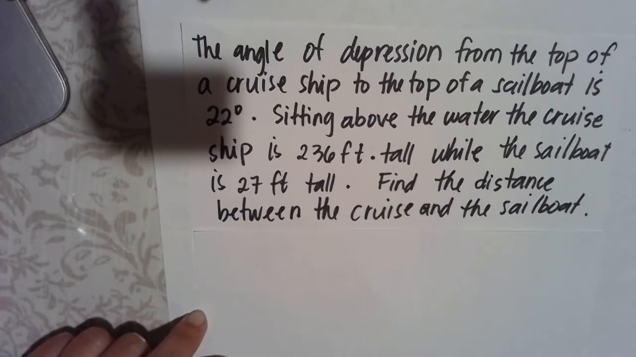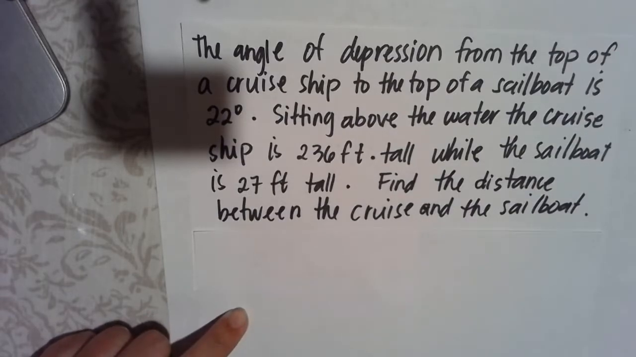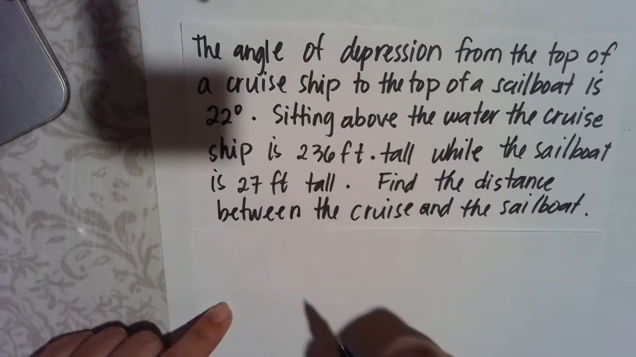For the next word problem, the angle of depression from the top of a cruise ship to the top of a sailboat is 22. Sitting above the water, the cruise ship is 236 feet tall, while the sailboat is 27 feet tall. Find the distance between the cruise ship and the sailboat. Okay, let me analyze the problem. It's just depression.